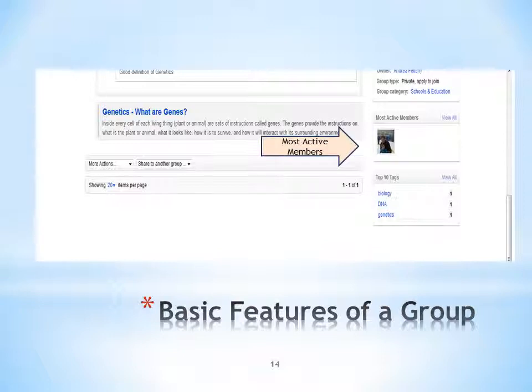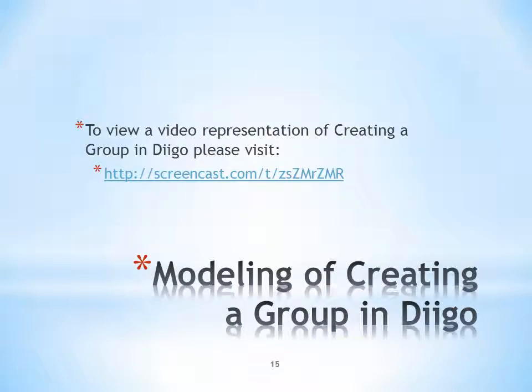These are your most active members. Right now, this group only has one member, me. And then there are the top 10 tags, and I've only done one bookmark in this group, so there's only 3 tags. But it'll give you a real idea of what people are tagging their information with. So now we'll have a brief demonstration on how to create a group in Diigo.